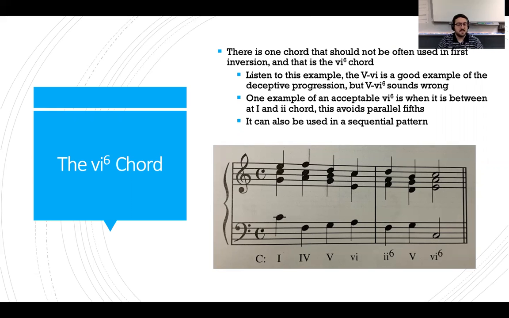If you just heard that bass line, you hear 1, 4, 5, 6. And then we would hear that 2, 5, 1, even though it's in first inversion. You could either hear 2, 5, 1 in first inversion with the 2 chord or 4, 5, 1. But it sounds like 5, 1, not like 5, 6.